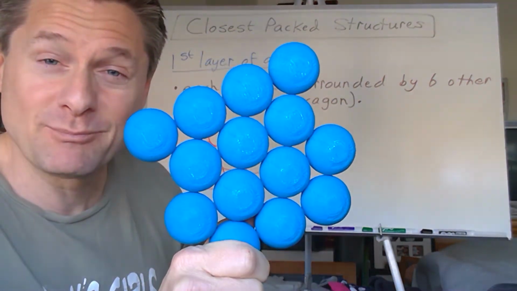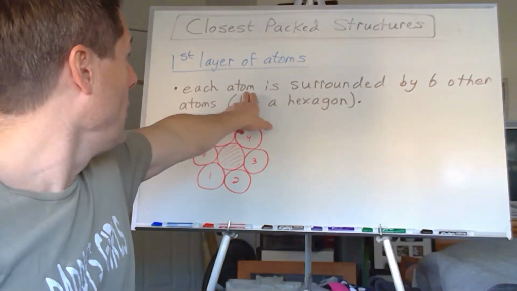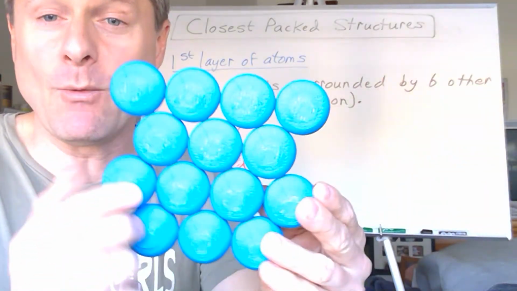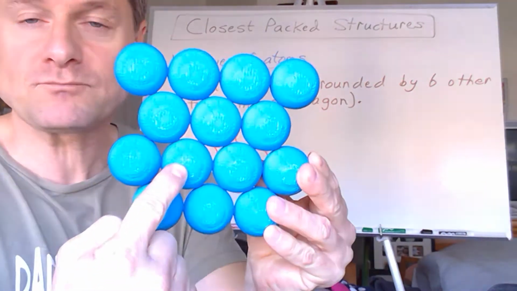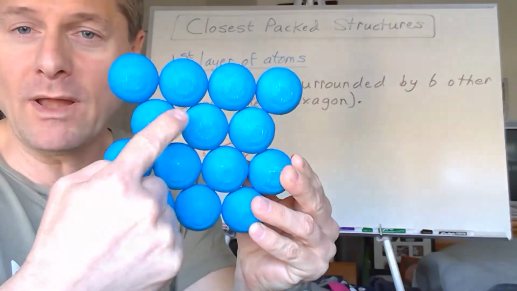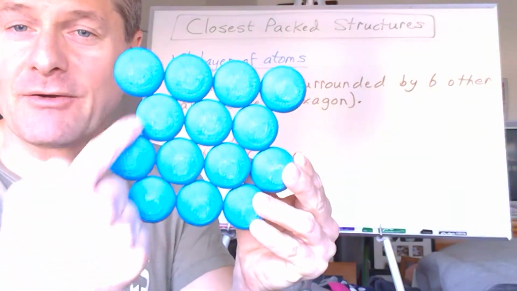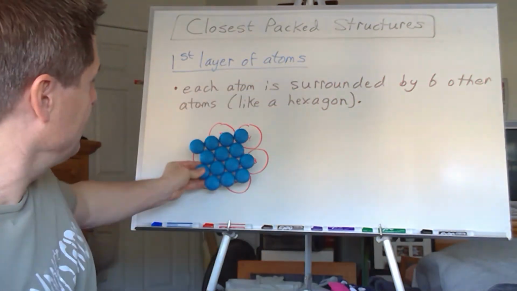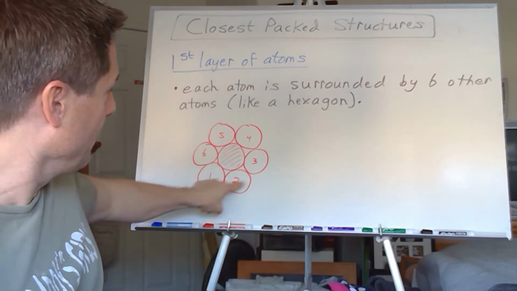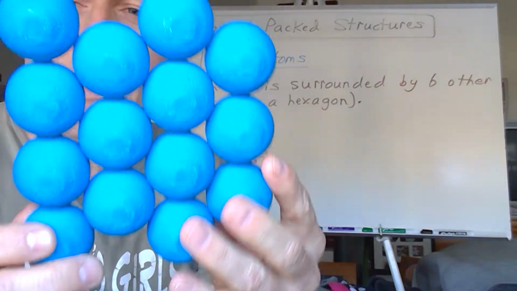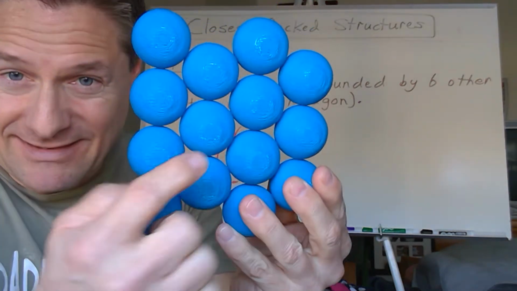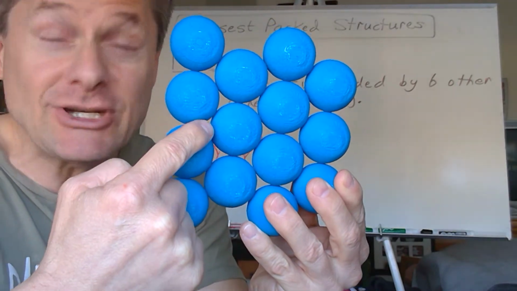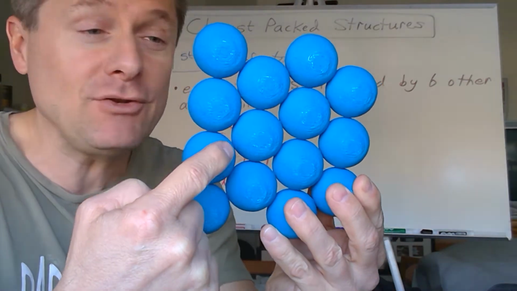First layer, pretty easy, right? So imagine you've got some central atom, so this shaded one right here. So pick any one of these as a central atom, say this one. We're going to surround it by 1, 2, 3, 4, 5, 6 other atoms, like a hexagon. You see that hexagon there? So I got the hexagon around it. But that creates little spaces. Do you see all those little spaces formed by 3 atoms? Looks like a little triangle. Does that look like a triangle to you?